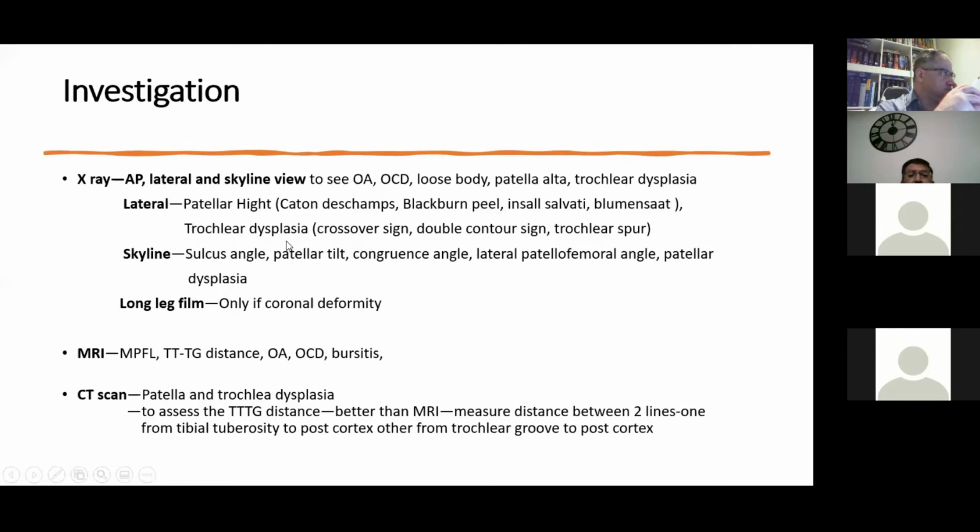And then we'll see the trochlear dysplasia, which I have already mentioned: we'll see the crossover sign, double contour sign, and trochlear spur. In skyline view, we will see different angles for the trochlear dysplasia, that is sulcus angle, patellar tilt, congruence angle, lateral patellofemoral angle, and patellar dysplasia. And if there's any deformity, then we have to do the long leg film to check for more details of the deformity.